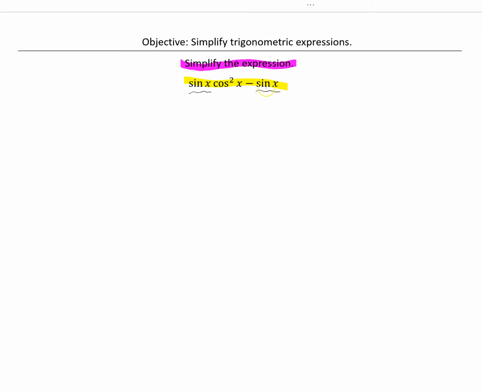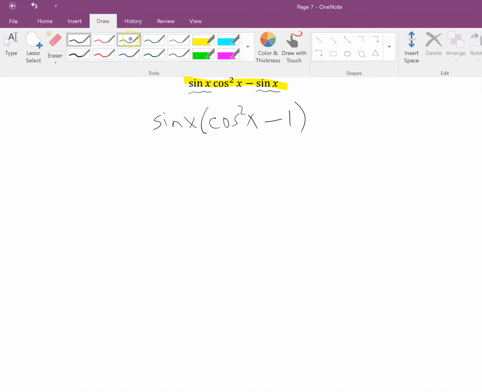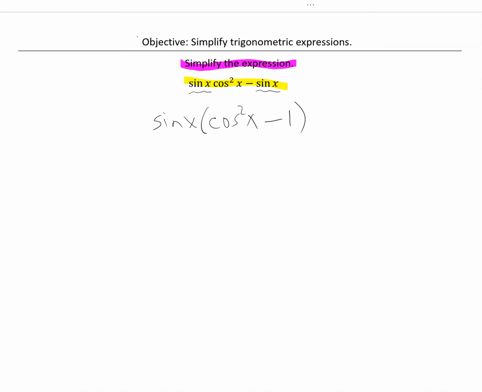But here's one. I noticed that I've got a common factor of sine x. So just like I would factor out a common factor of 2, I can factor out sine of x. And so sine of x times cosine squared x is sine x cosine squared x, and sine x times 1 is sine x, so this becomes minus 1. Now, we have an identity, part of our Pythagorean identities and all our alternate forms. So we know we have sine squared x plus cosine squared x equals 1.